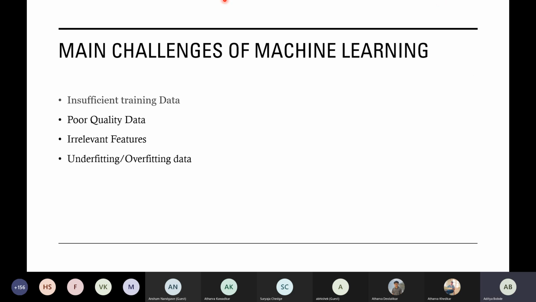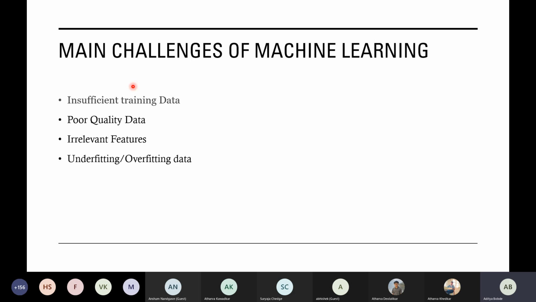The first one is insufficient training data. As I already discussed, machine learning came into play because of your tons of data. But if you don't have enough data to train, then it won't be useful. For a kid to learn whether something is an apple, you just have to point out that this is an apple. But for machine learning, it's not the same case. It requires tons of data to learn from. So that was your first point, that you have insufficient training data.